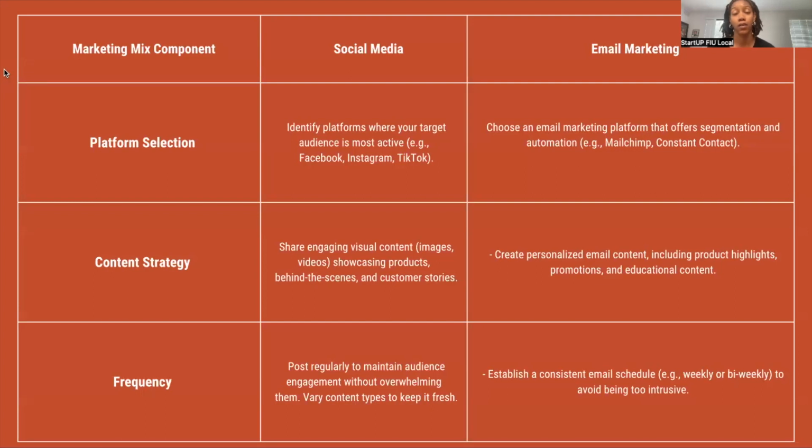MailChimp and Constant Contact are the most common free formats to do email marketing. Then you can talk about your content strategy. On social media, it should be engaging, visual content, images, videos that showcase your product, showcase behind the scenes, and even customer stories where it's applicable.